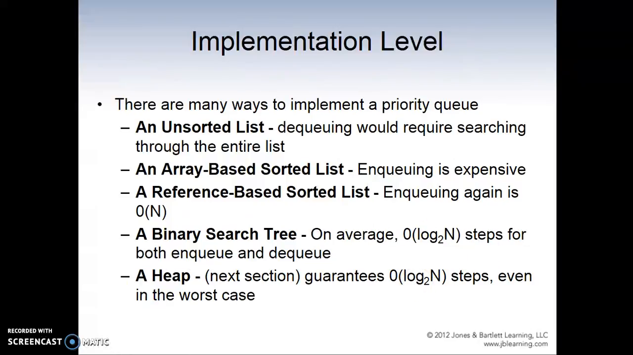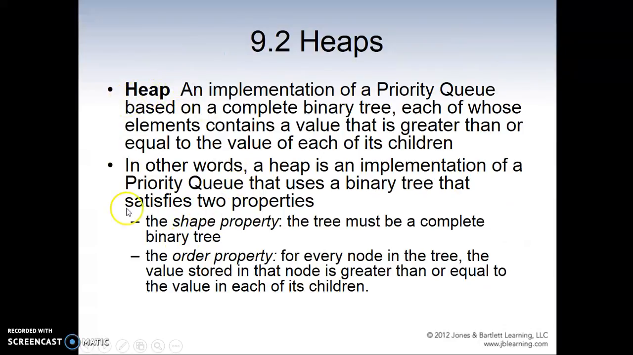Why? Because we have two properties. One is shape, always a complete binary tree. If you don't know what a complete binary tree is, just review chapter 8. We talked about that. It's going to be almost like a triangle shape. Now the second property is order. It has to be in order, and in order in this case means the value of the parent is always greater than or equal to the value of its children.